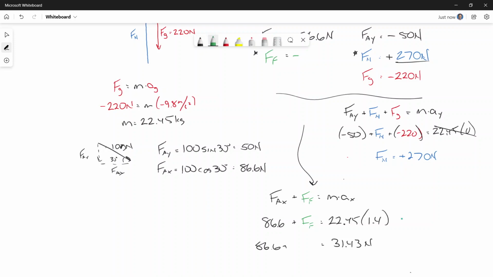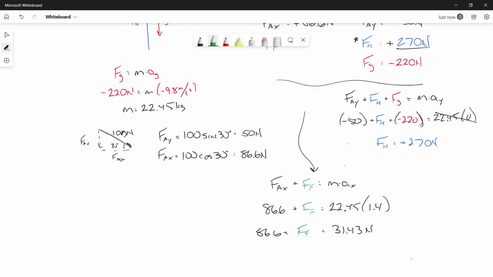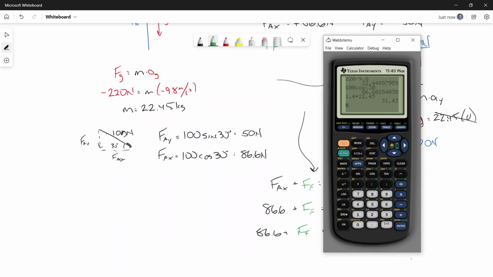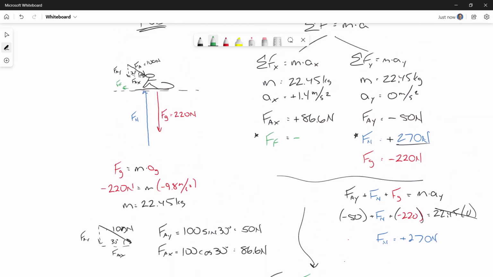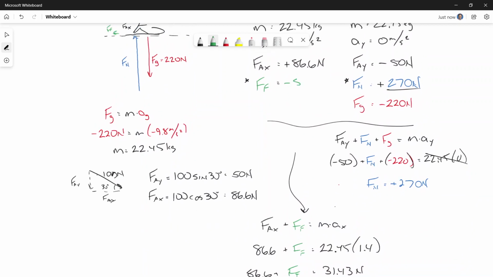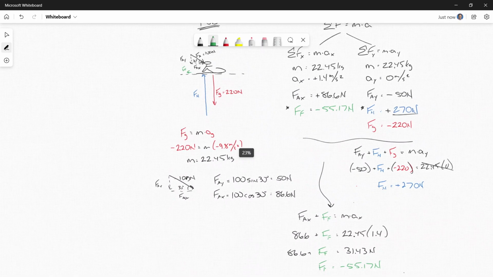86.6 plus friction has to equal 31.43. And so if I subtract 86.6 from that, I get 55.17 as friction. Friction becomes negative 55.17 newtons, which again, when I looked at what I expected it to be, negative. And so we have 55.17. And so now I have the two pieces that I need.